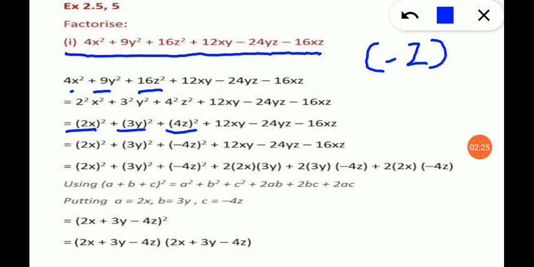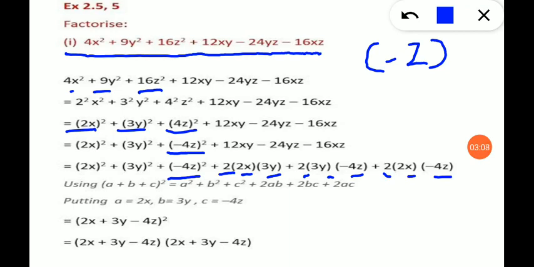But as we know that our z is negative, so we will write minus 4z square. Okay? Because already we have seen that our z is negative, so instead of 4z square, we will write minus 4z whole square. Then according to formula, we have 2 into 2x into 3y plus 2 into 3y into minus 4z, because here we have taken minus 4z, plus 2 into 2x again into minus 4z.